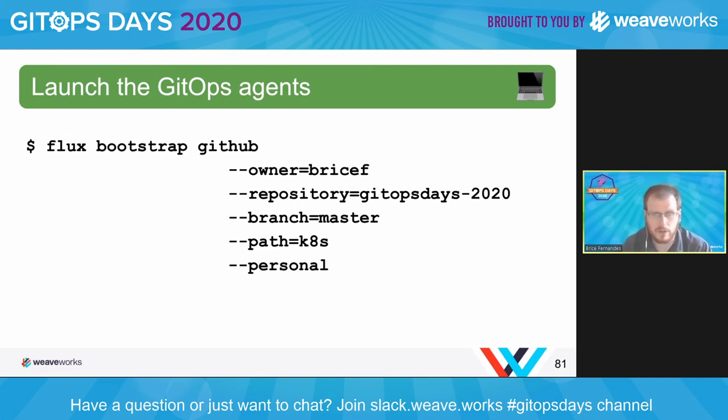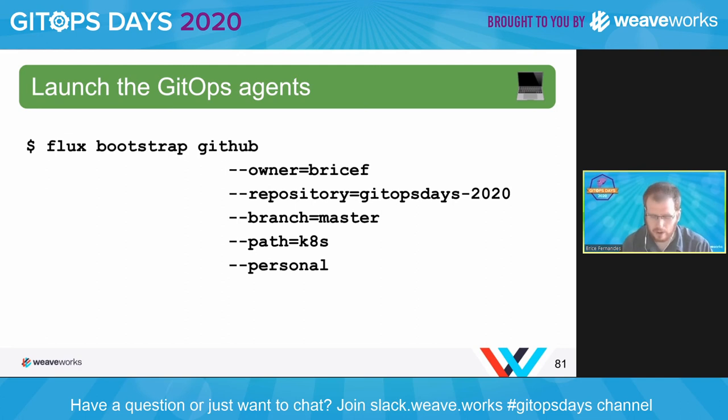So the owner is whoever you are on GitHub, the repository, the name of the repository you want, the branch, what branch you're going to be looking at, the path for manifests, this is important. So where should Flux look inside of that repository for manifests that are going to deploy to Kubernetes? And finally, we're going to tell Flux that this is a personal repository. There are different API calls for personal repositories and organization and team repositories. So we're just telling Flux which type we are.